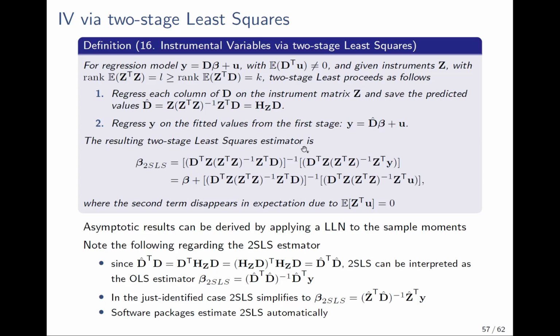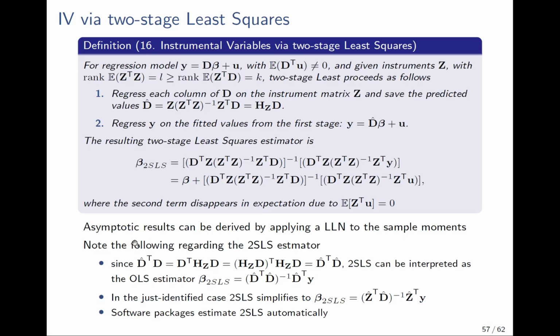And with a bit of matrix algebra, you can write the two-stage least squares estimator in this form here, expanding the Y so that it's written in terms of the true value of beta. We get this expression here, where the second term in brackets is going to disappear due to the exclusion restriction. So due to the independence between Z and U. So that's the beauty of instrumental variables. We just regress each endogenous column of the design matrix, each endogenous D, on the instrument matrix, save the fitted values, plug them into a second stage regression, and we get the IV estimator of beta.